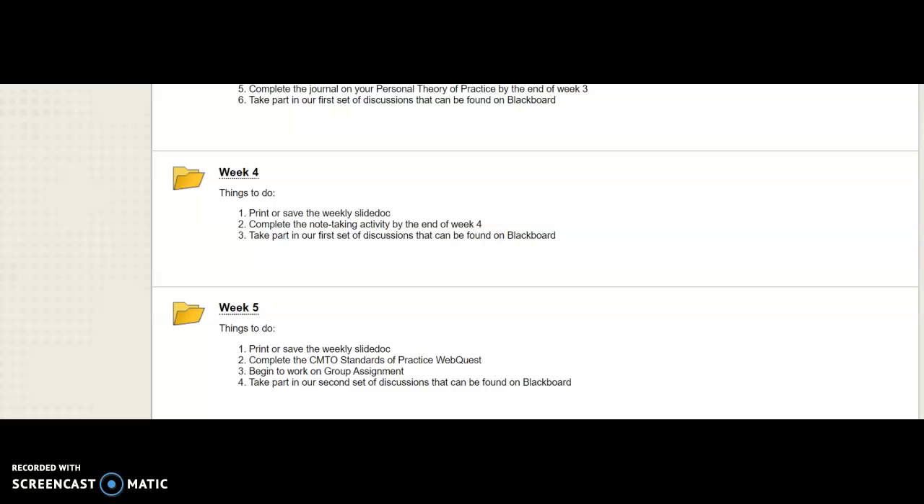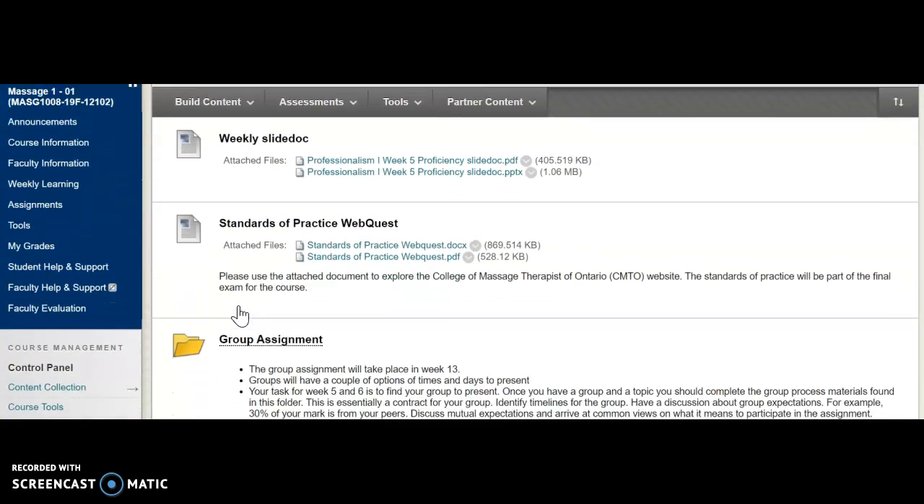This week we're looking at a couple of different things. First thing you want to do is ensure that you print or save the weekly slide doc. As you go into the folder, again, you're going to find a number of different activities for this week.